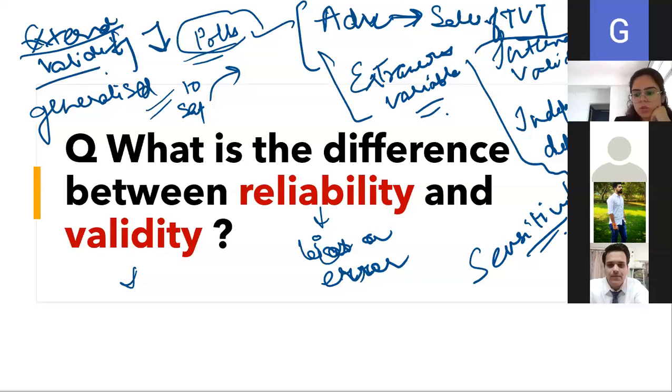Okay, so coming to reliability and validity, पढ़ोगे कब तुम ये? मिड टर्म तो आ रहा है तुम्हारा.